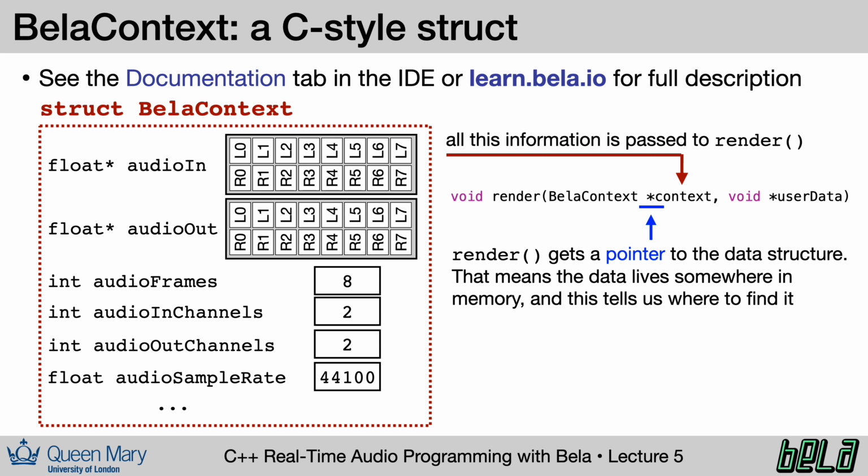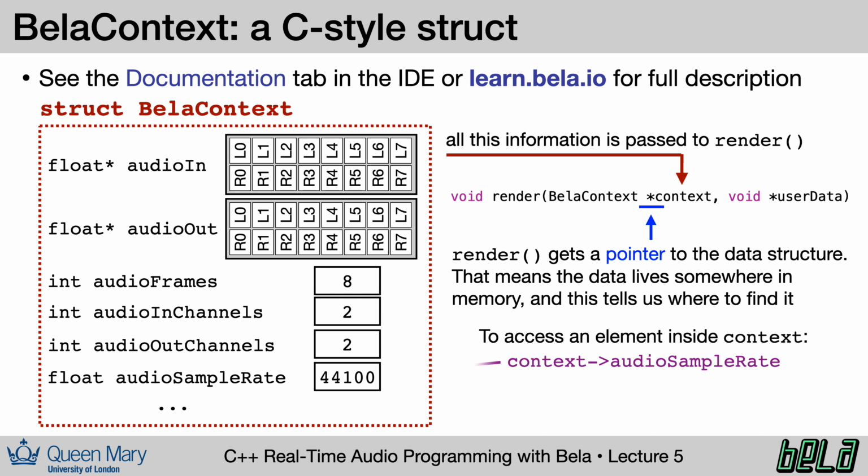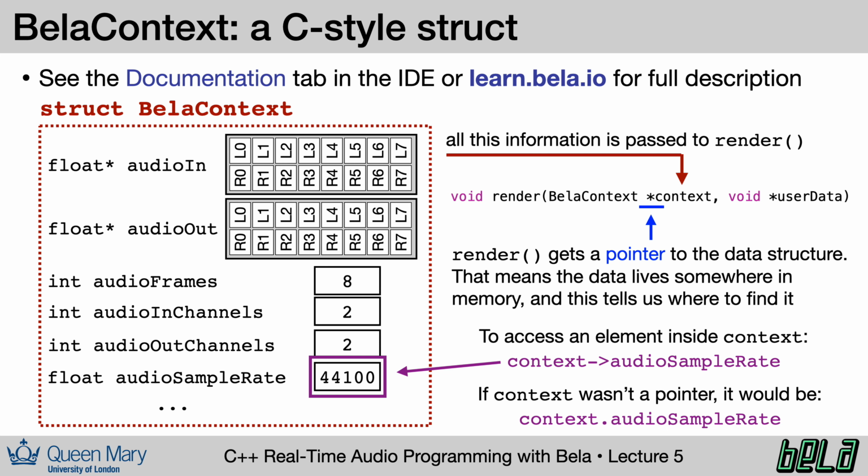We also saw how to access individual elements within the struct, which involved this little arrow operator. So if we wanted to access the field called audio sample rate, we could do that through context arrow audio sample rate. If we were working directly with a struct rather than on a pointer to a struct, we would use the dot operator rather than the arrow.